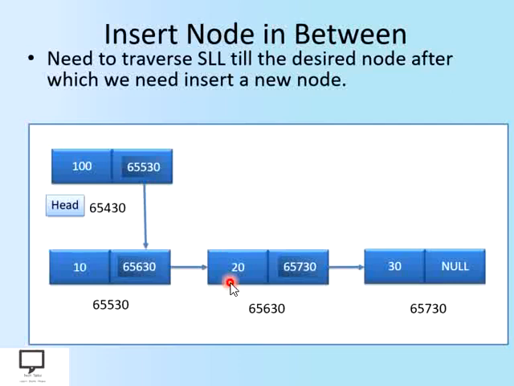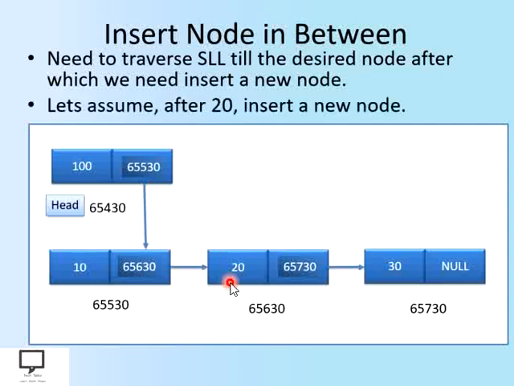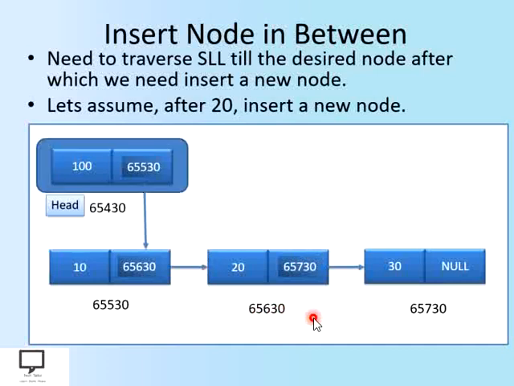So now let's assume after 20 we are going to insert a new node. Now let's start with the traversal of the nodes. This is the head node, we'll start with the head node. Is it equal to 20? Because we are assuming that we are going to insert a new node after 20. Is it equal to 20? No. We are searching for node 20, because after 20 we are supposed to insert a node.